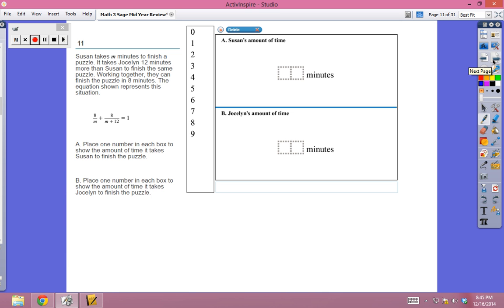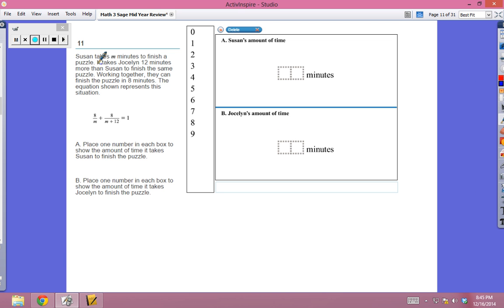Okay, this one was tough. So they got a model here. Susan takes M minutes to finish a puzzle. It takes Jocelyn 12 minutes more than Susan. Working together, they can finish it in 8 minutes. So if we do 8 minutes divided by Susan's portion and 8 minutes divided by Jocelyn's portion, and if you add those together, that's going to make one whole.